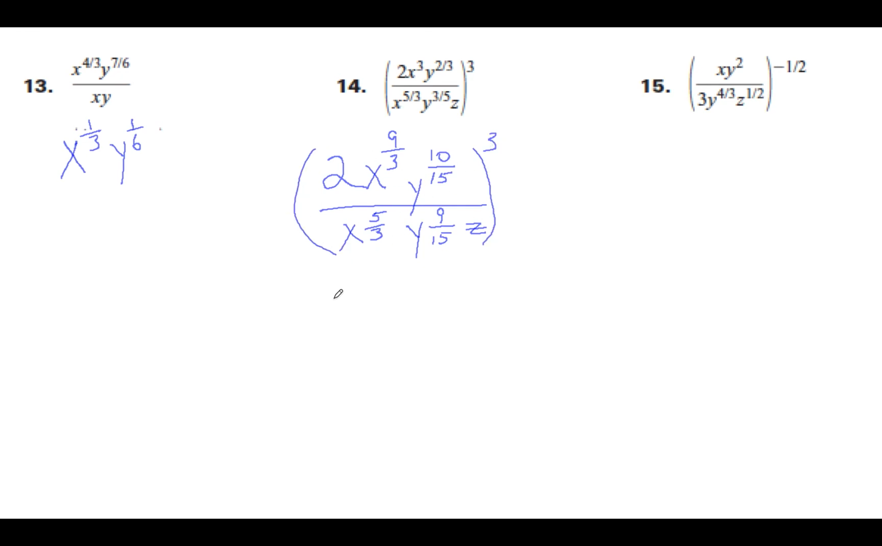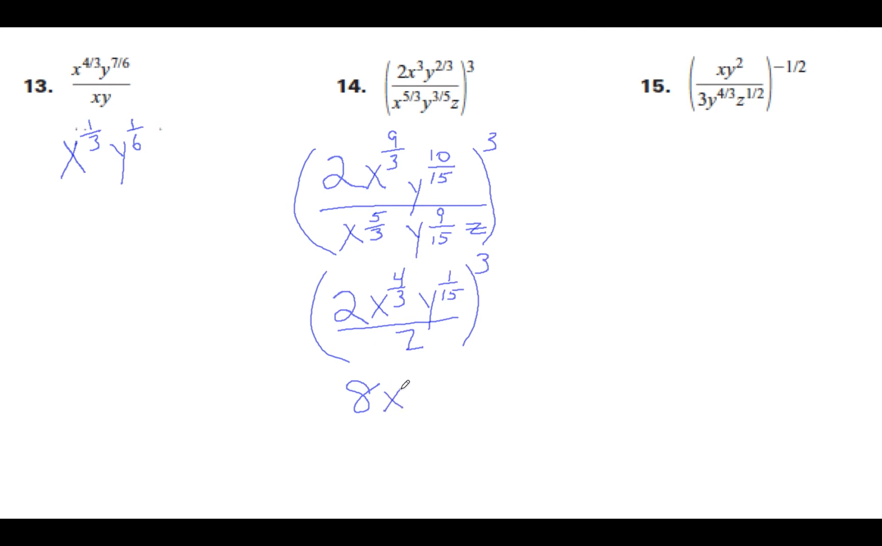So now we got 9/3 minus 5/3, x to the 4/3. 10/15 minus 9/15, y to the 1/15 over z, which is being raised to the third power. So now I got to bring this third power in. 2 to the third power is going to be 8. X to the 4/3 times 3. 3's are going to cancel.